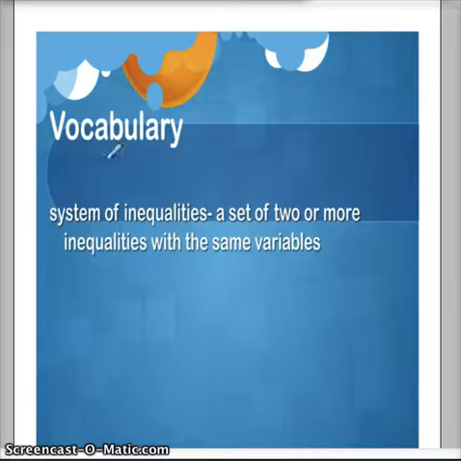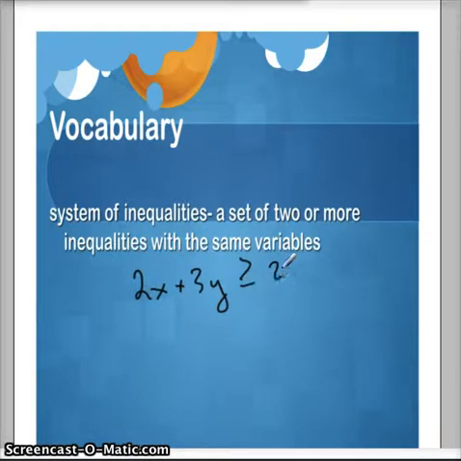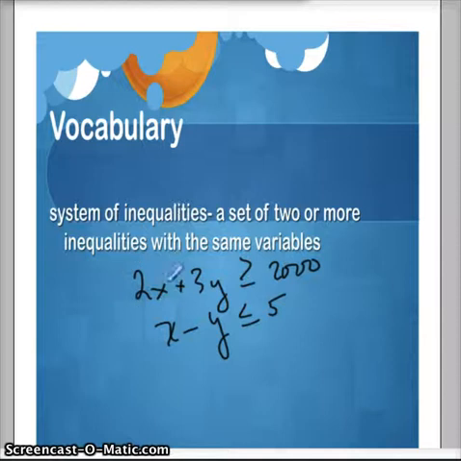The only vocabulary word is systems of inequalities. Basically, it's a set of two or more inequalities with the same variables. What it would look like is something like this: 2x plus 3y is greater than or equal to 2,000, and x minus y is less than or equal to 5. Something like that. So it is a system of inequalities.